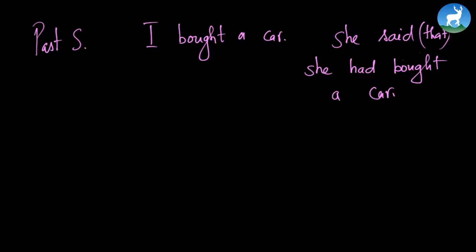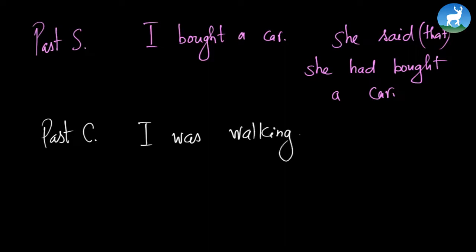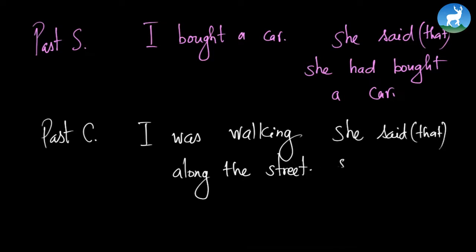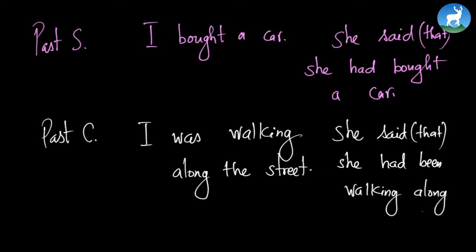Let's write some more examples. Past continuous. I was walking along the street. Let's change this into reported speech. She said that she had been walking along the street. Pretty easy if you ask me, because the V2 is changed into had plus V3.